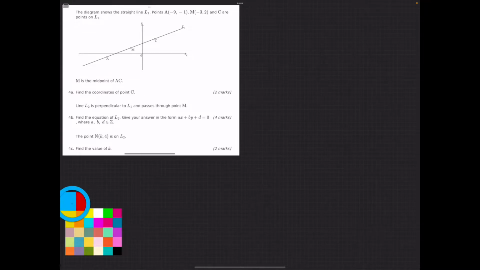Okay, so let's go ahead and label these. Point A is (-9, 1). So A right here is (-9, 1). Point M is (-3, 2). And point C, we don't know what it is, but let's call it (x2, y2). When we're talking about the midpoint, our formula is the average of the x's, (x1 plus x2) over 2, and (y1 plus y2) over 2. This is our midpoint formula.